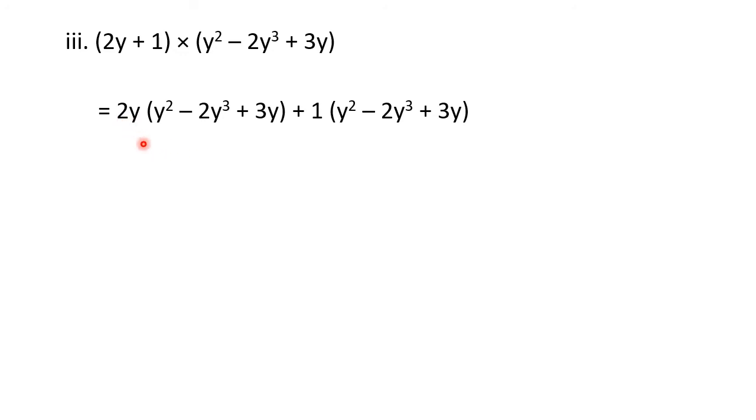So 2y into y², we will get 2y³. Then 2y into −2y³: 2 twos are 4, and y into y³ is y⁴. So here the answer will be −4y⁴. Then 2y into 3y is 6y². This is how we are going to get the answer of this expansion.